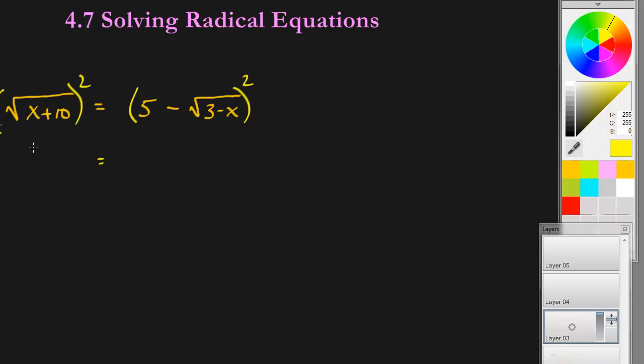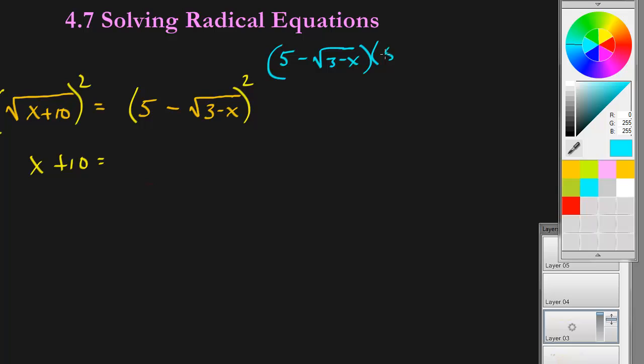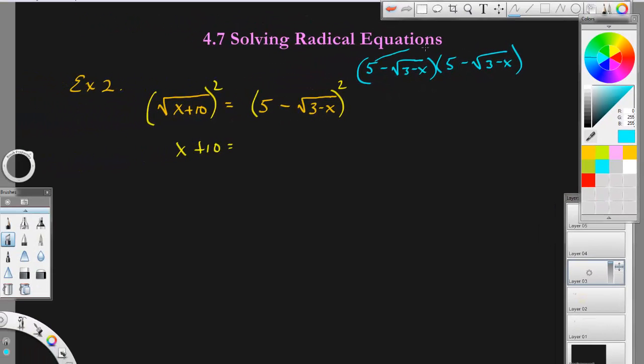Over here, though, we might as well do the easy side first. That's just going to be x plus 10. Okay, so we're done with the left side. On the right side, it is going to be this problem right here. Square root of 3 minus x, and I'm going to FOIL it, so I need to write it twice, like so. And we're going to do first, outside, inside, last on this. Here we go. First step, 5 times 5, that's 25.